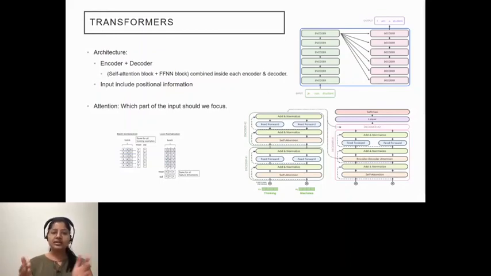The good thing is you can see there are a lot of aspects which can be run in parallel. Hence, they became really popular. On top of this architecture, we built the GPT model, the BERT model, and so on. So let's move to the next slide.